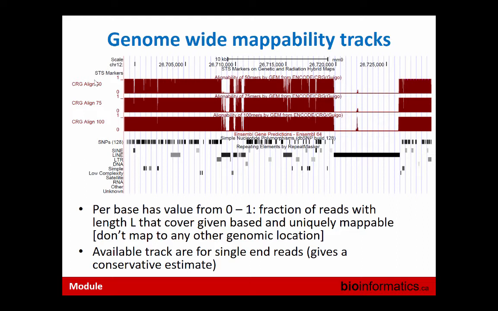And if all of them are uniquely aligned, then the value of mappability there is one. When 40 out of 50 uniquely aligned, then we have 80% mappability, etc. So when you see those huge gaps, this is completely unmappable. And as you can see, it's unmappable for 50 base pair long, for 75, and for 100. So even for 100 base pair long reads, we can't map uniquely this part.